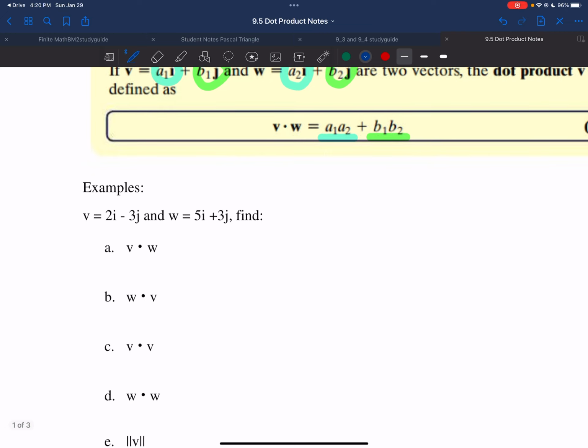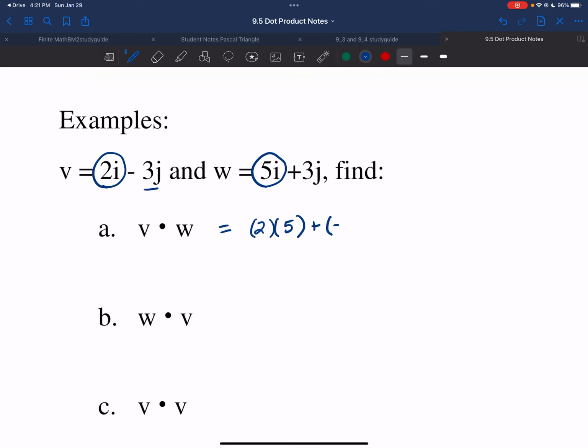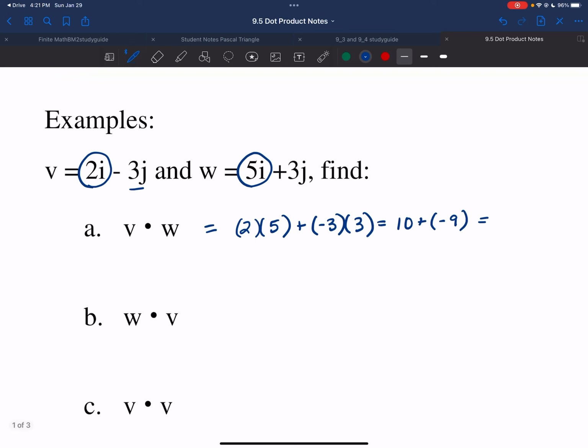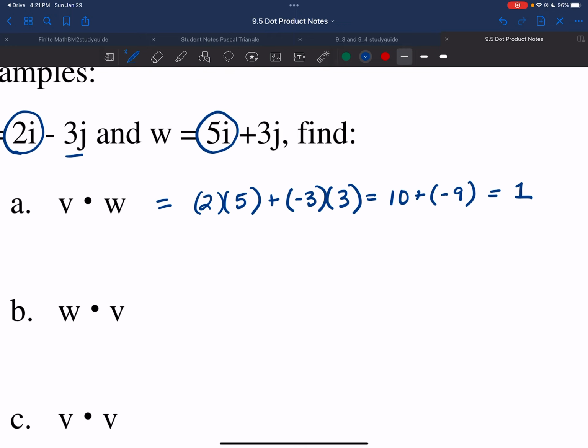All right, so let's go ahead and take a look at 2 so that we can put this into practice. We have v equals 2i minus 3j, and w is equal to 5i plus 3j. So what we're going to do is set our equal sign here, and I'm going to put my like terms together. So I'm going to do 2 times 5 plus negative 3 times 3. So that's going to be 10 plus negative 9, and that's going to give us a value of 1. So v dot w gives us the value of 1.